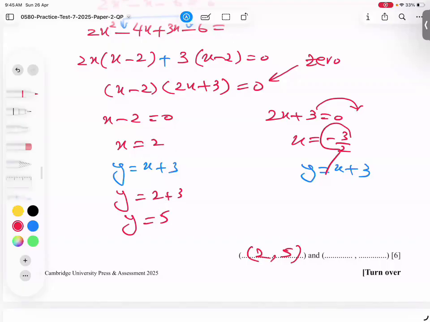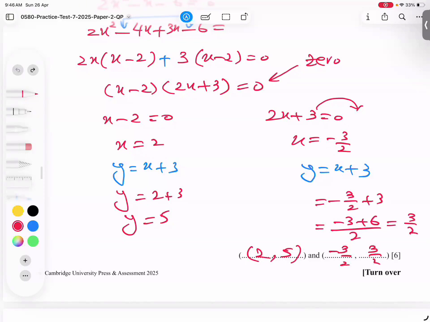Second point, if I plug it in here, I get negative 3 over 2 plus 3. So LCM is 2, 2 multiplied with 3, I get a 6. So basically, we are getting here negative 3 over 2 and a positive 6 over 2, which gives 3 over 2. Let me check finally. X value comes from there and the Y value is 3 over 2. So Y is positive and X negative. I hope the concept of the question is very clear.